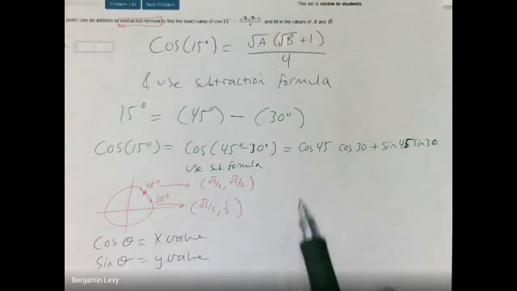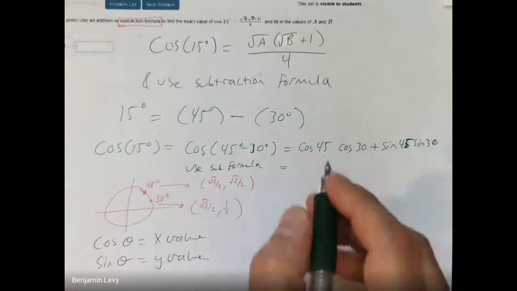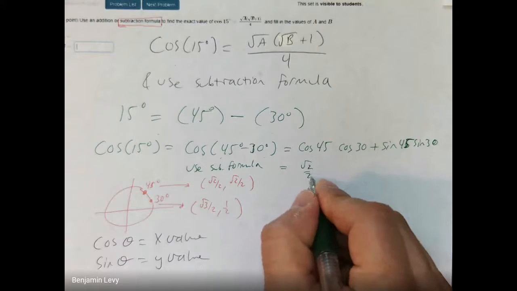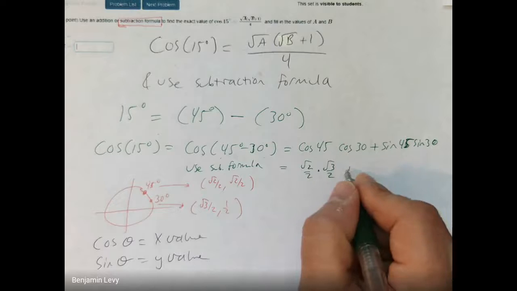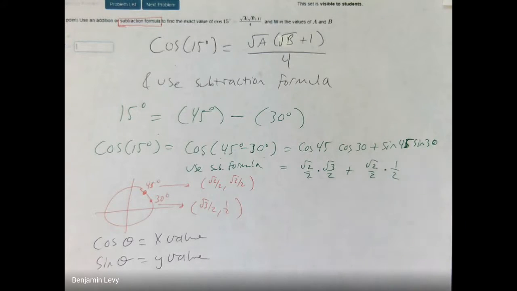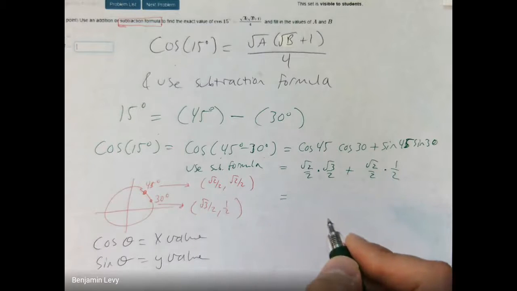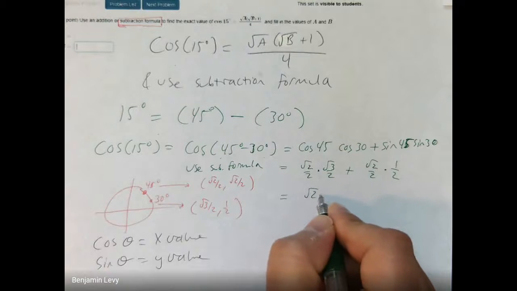So with cosine, we use the x value, sine, we use the y value, and they're right here, right? So this is going to be root 2 over 2 times root 3 over 2 plus root 2 over 2 times 1/2. So I'm just plugging these various x and y values into the formula, and then we simplify things down. And so this is going to be square root of 2 times square root of 3.